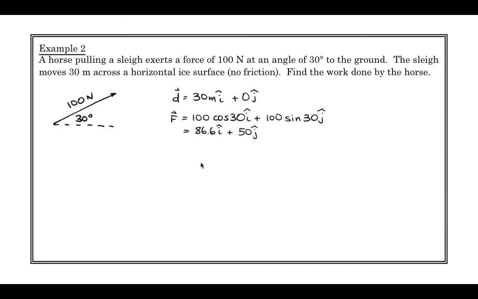And so this is what I get: 86.6 i hat plus 50 j hat. So this really points out that when we're working at an angle, yes, the horse is pulling in the x direction, but because he's pulling up on the cable that attaches him to the sleigh, he's also pulling up in the y direction as well.